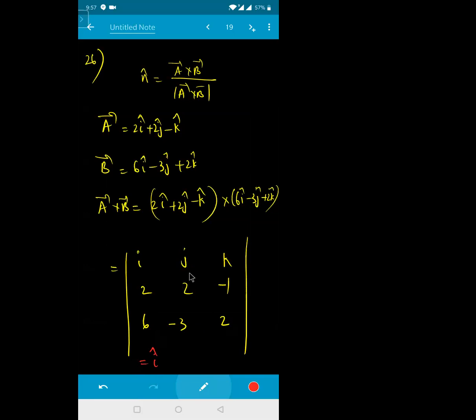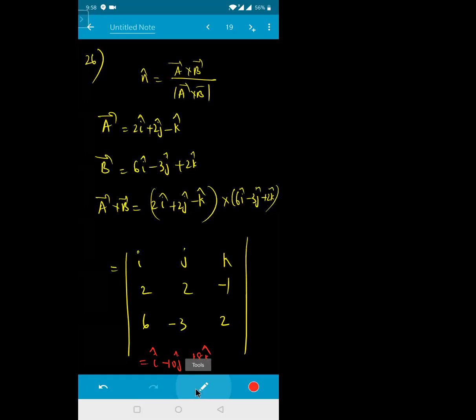The next one is the value of j. 2 2s are 4, and this one is minus 6, minus of minus is plus, so this becomes minus 10 j cap, 4 plus 6. The next one is minus, because k cap I'm cross multiplying. So 6 twos are 12, 12 minus, it becomes minus 12, 2 3s are 6, 6 plus 12 is 18, so this becomes 18 k cap. Got it everyone?